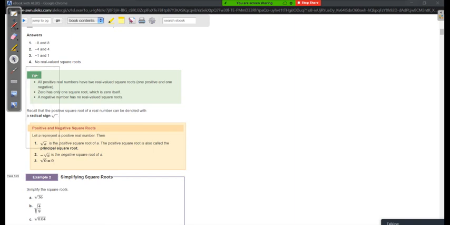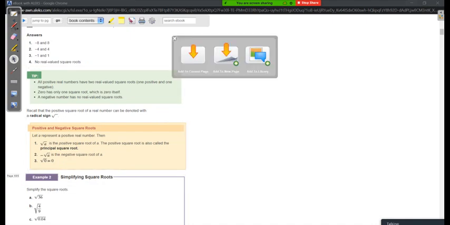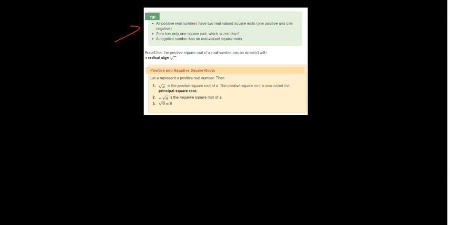Okay, let's actually look at the tip. Let's bring that tip in. Okay, so here is a really good tip. All positive real numbers have two real valued solutions, one positive and one negative.